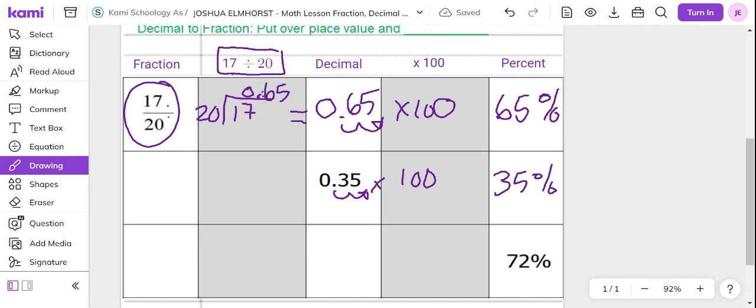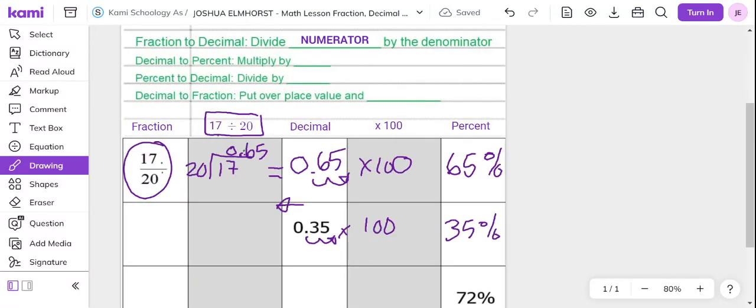All right, now when we go back the other way here, we are going to put the decimal value over the place value and then simplify. So this is 35 hundredths, tenths, hundredths. So you put it over 100. And then we factor it out or simplify it. If you know to divide by 5, you can do that.